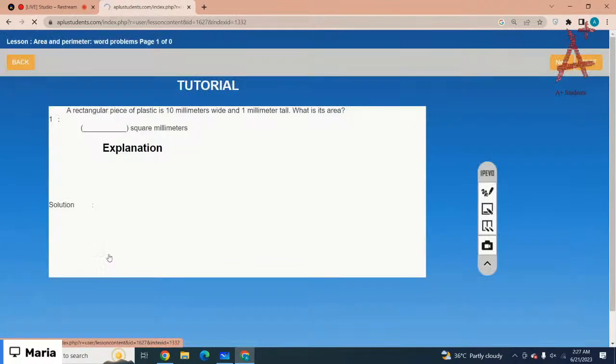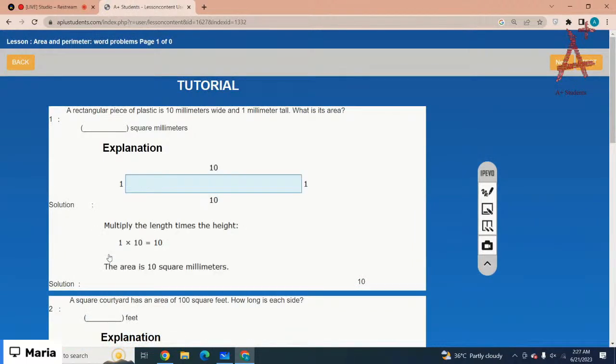Area and perimeter word problems. Okay, you have to do the same thing, but now you have word problems. A rectangular piece of plastic is 10 millimeters wide and 1 millimeter tall. What is its area? So you are given a rectangular plastic piece. The measurements are 10 and 1. You have to calculate the area. So the area of the rectangle is length times width. It would be 10 times 1 and that equals 10. Got it?